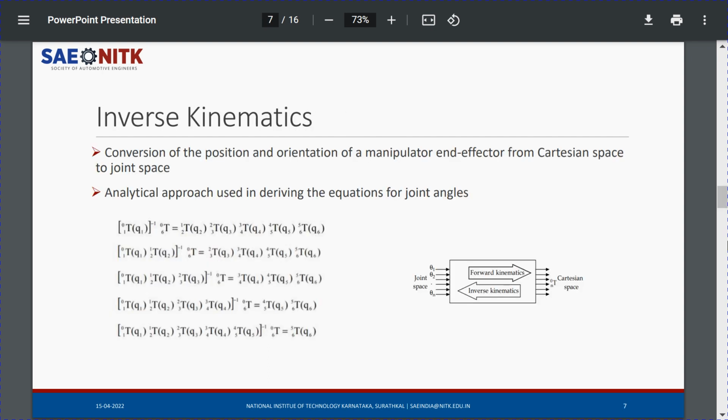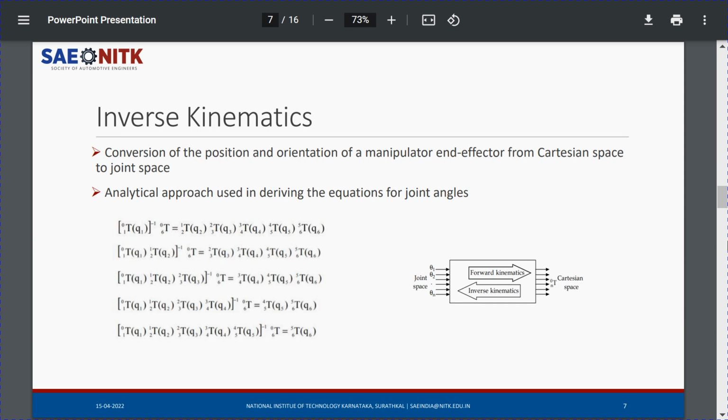The exact opposite of the forward kinematics is the inverse kinematics. Here we convert the position and orientation of a manipulator end effector from Cartesian space to joint space. Tasks to be performed by a manipulator are in Cartesian space, whereas the actuators work in the joint space. Hence, we have to study the inverse kinematics of the robot arm.